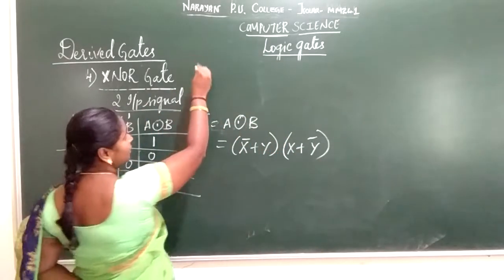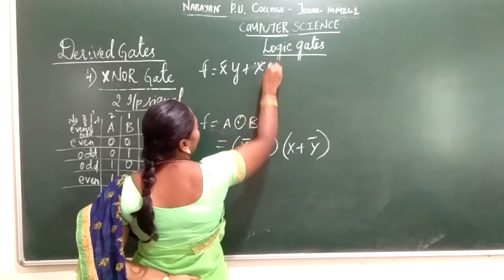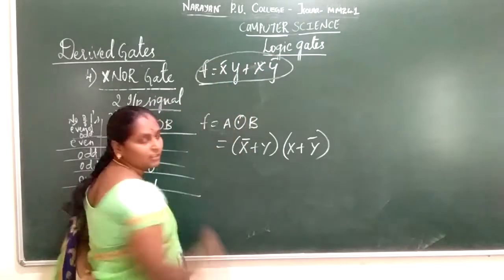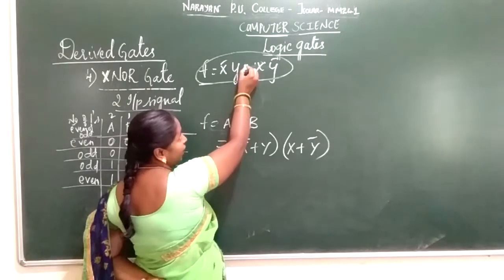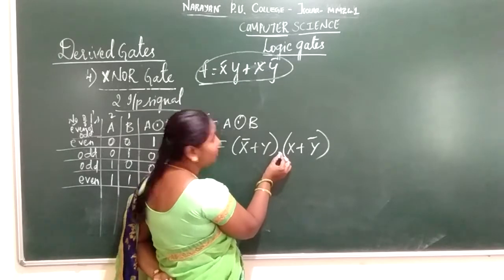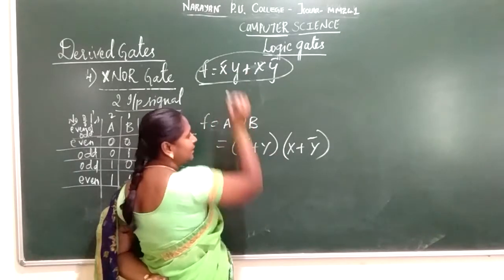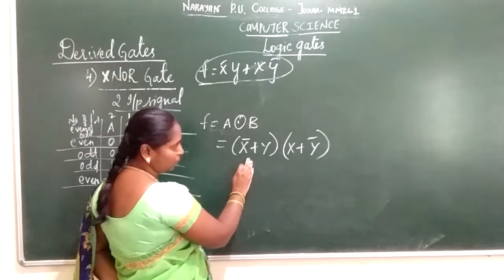You have already discussed F equals x bar y plus x y bar in your XOR gate. So the complement of that is your XNOR gate, where the OR symbol is changed to AND, and where you used the AND gate, it is changed to OR. So here you are going to prove this one.